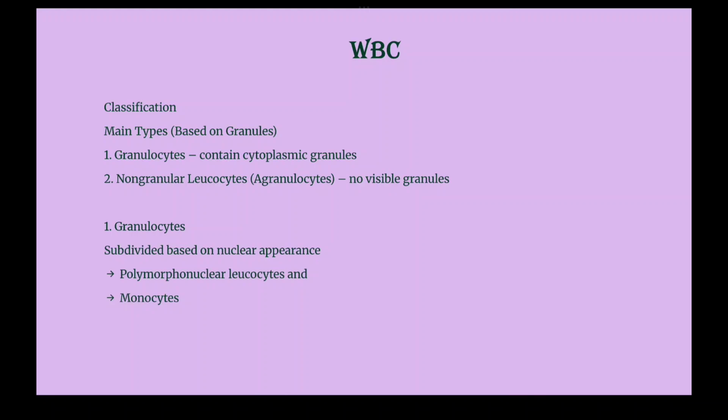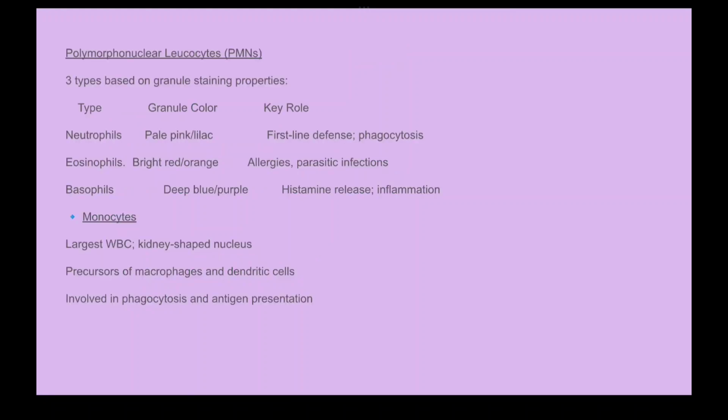Now granulocytes can be further divided based upon the nuclear appearance, that is, how the nucleus is. They can be classified as polymorphonuclear leukocytes and monocytes. The polymorphonuclear leukocytes, or PMNs, are further divided into neutrophils, eosinophils and basophils.